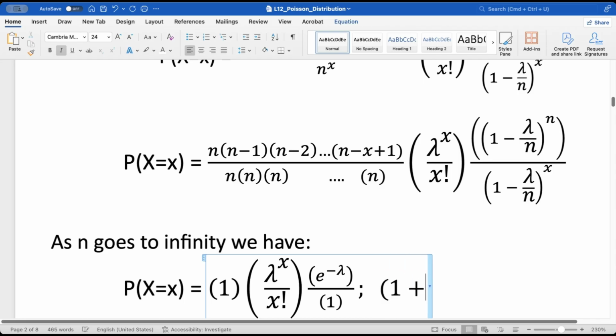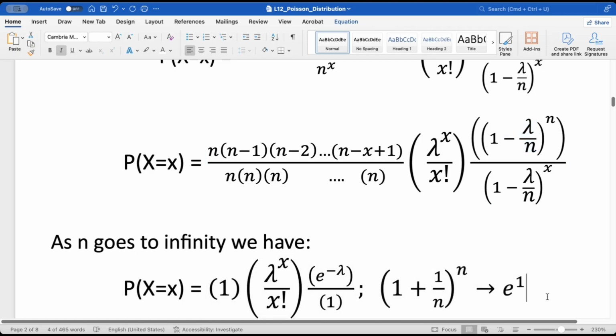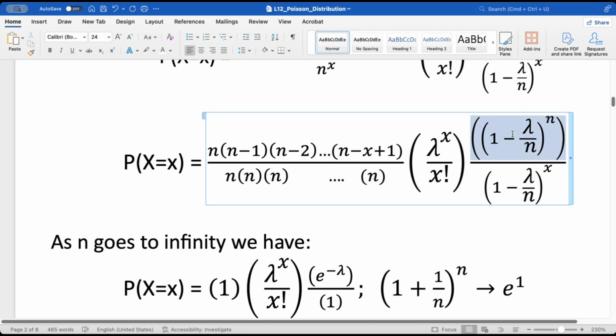So the limit definition of e: 1 plus 1 over n to the power n, as n goes to infinity, approaches e to the first power. So what's happening here is that instead of a 1 there, we have a negative lambda situation, and that's how we get the e to the minus lambda. But you would have to use L'Hopital's rule or some other technique there to prove that the limit in this numerator does go to e to the minus lambda.